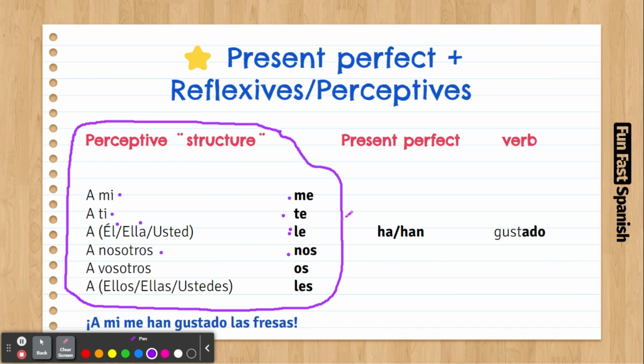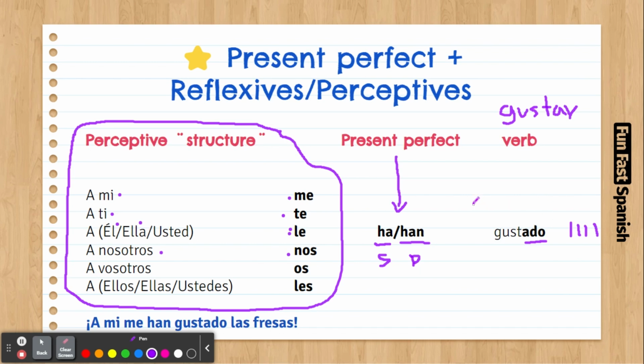And after the perceptive structure, we are going to use the present perfect. In this case, we are going to use the verb a or an: a for singular and an when it's plural. What is singular or what is plural? The things you're going to refer to here. We're going to see an example, no worries. And the verb gustar, in this case, gustar is an ar verb, so gustar has the ado ending because it's an ar verb.